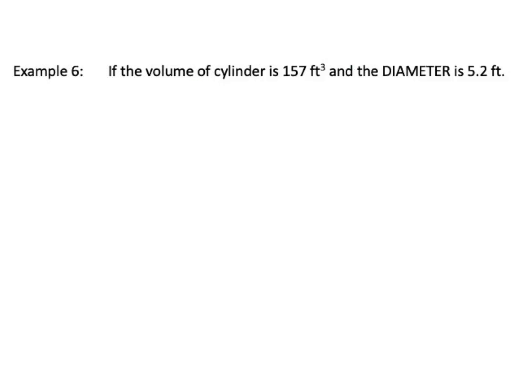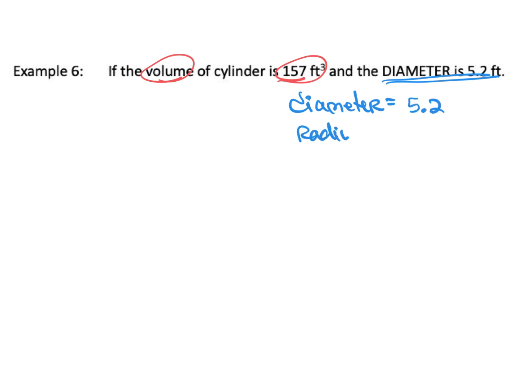All right, let's go ahead and try one more. So we have our volume, 157. This time we have a diameter, right? So the diameter is 5.2. So our radius is 5.2 being divided by 2. Okay, so grab your calculator. Let's do 5.2 divided by 2, which is 2.6.